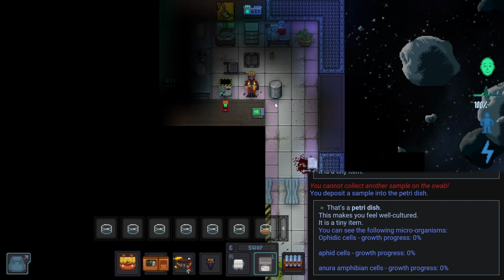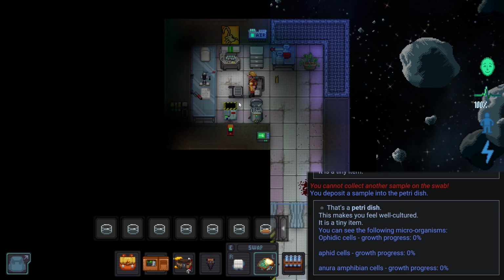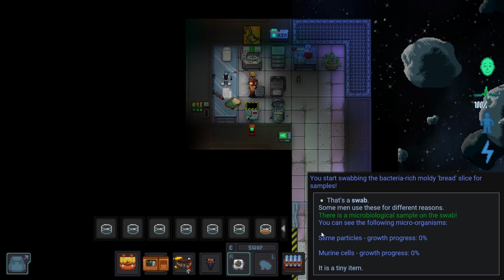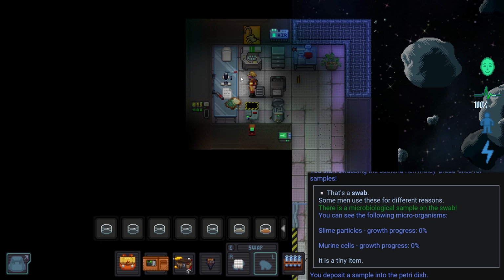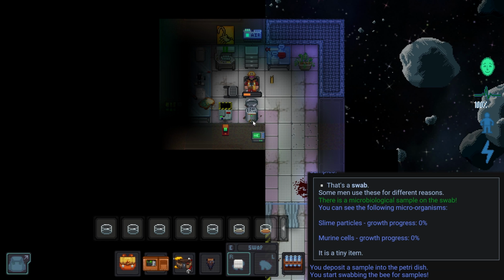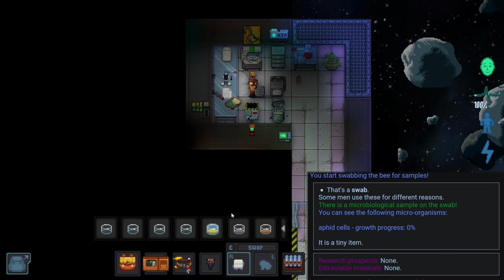Let me also check the trash. So here there is a bacteria-rich moldy bread. It's also a good source of cells. Let's swab this as well. It gave us some slime particles and murine cells, which I believe are the mouse cells. That's good too. Other than that, I can see that there is a bee. Let's scrub the corpse of the bee, and it will yield us the aphid cells.